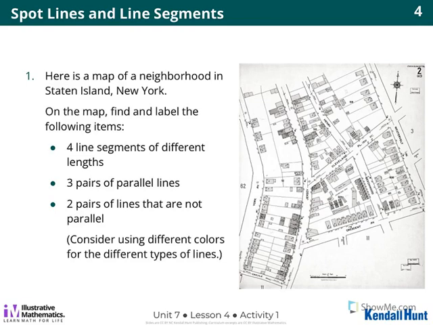Okay, look at the first dot. Are yours lettered? No. Numbered? Bullets. Just bullets like mine. Okay, so you're going to find 4 line segments of different lengths, 3 pairs of parallel lines, 2 pairs of lines that are not parallel, and it says consider using different colors for the different types of lines. You're going to draw on the map with colored pencil. Vivian, you should be in your seat.